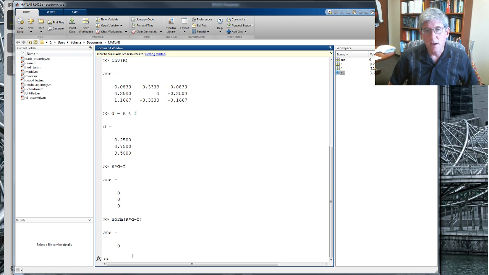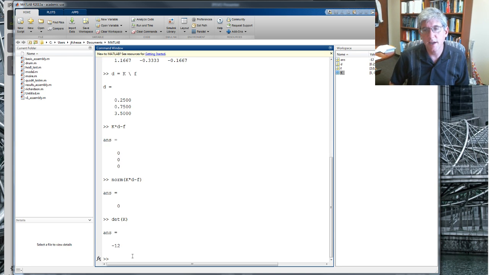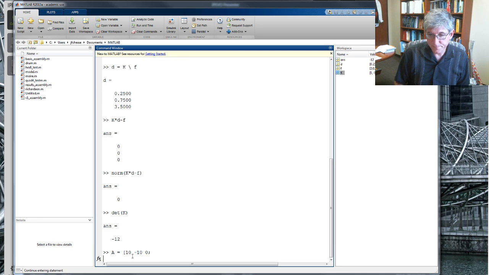We can do other operations on K. If you want to figure out the determinant of K, it's just DET operating on K, and here we got a determinant of negative 12. Remember, if the determinant is 0, that means you have a singular system. So let's do another matrix, let's call it A, that is singular.